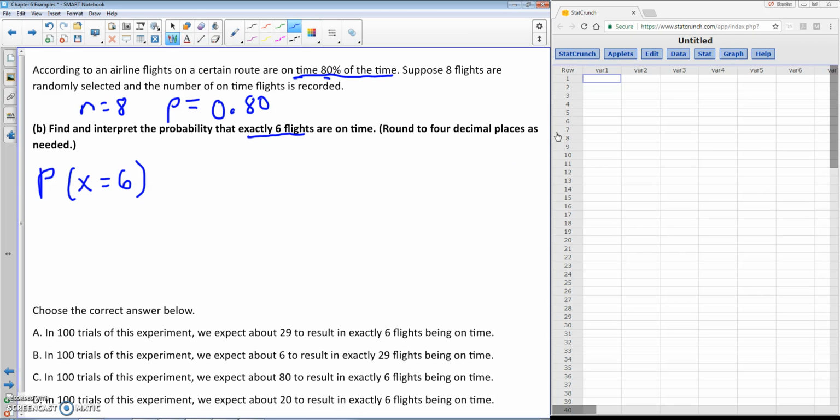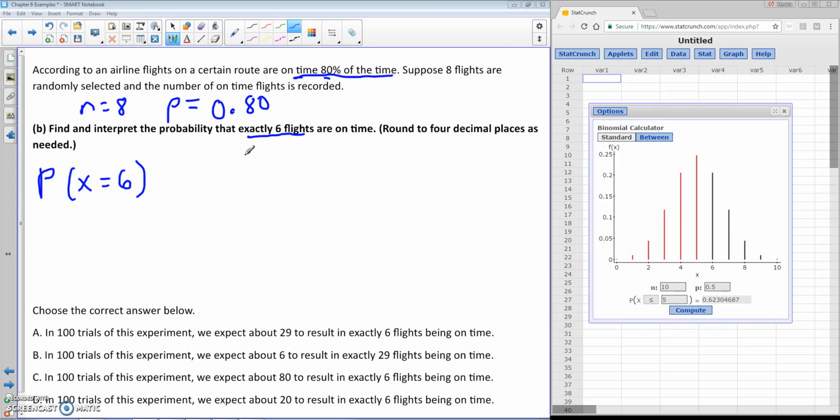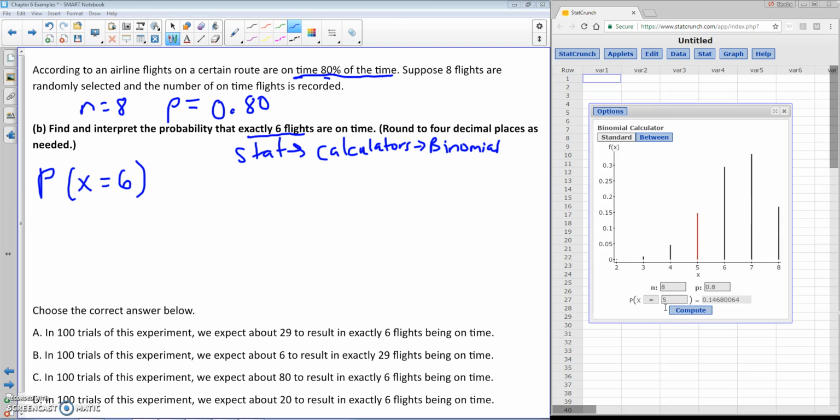So again, we're going to go into StatCrunch. We're going to do stat, calculators, binomial. And then we're going to type in our n, which is 8, our p, which is 0.8, and then our statement. So the probability that x equals 6, and then hit compute. And our probability here is approximately 0.2936.